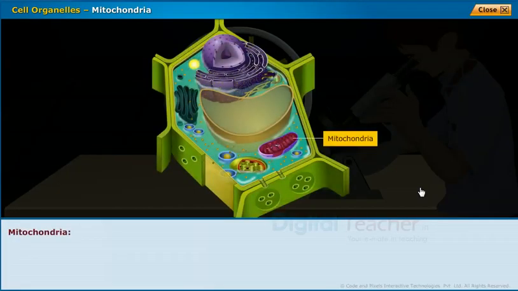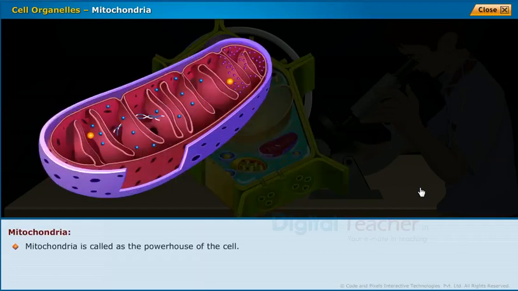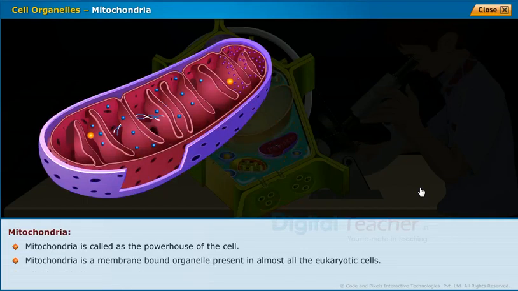Mitochondria. Mitochondria is called the powerhouse of the cell. Mitochondria is a membrane-bound organelle present in almost all the eukaryotic cells.